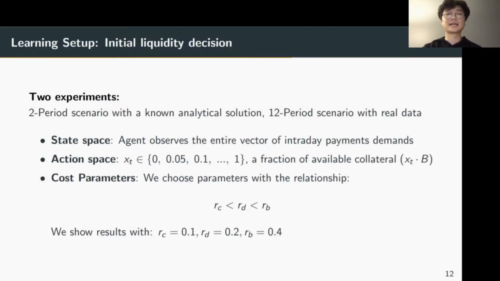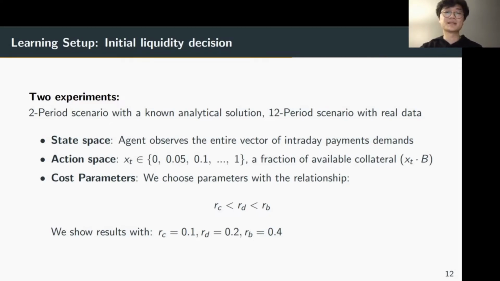Our reinforcement learning agents were tested on two distinct experiments. In our first scenario, we construct an arbitrary configuration of two periods of payment demands. Since we know the analytical solution for the two-period problem, the agent's success supports our use of the reinforcement learning algorithm. In the next scenario, we use aggregated real data from Canada's high-value payment system to construct an instance of the problem with 12 periods of payment demands.